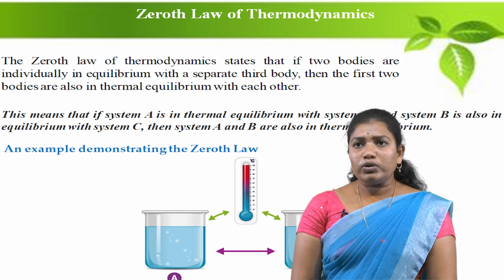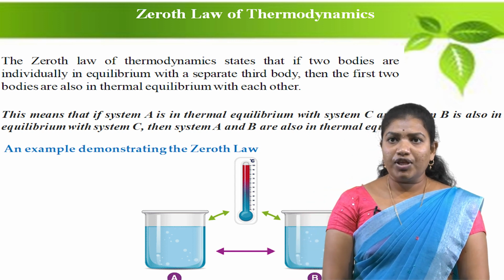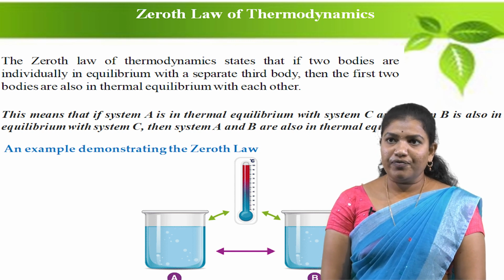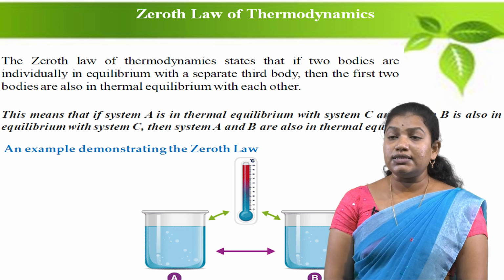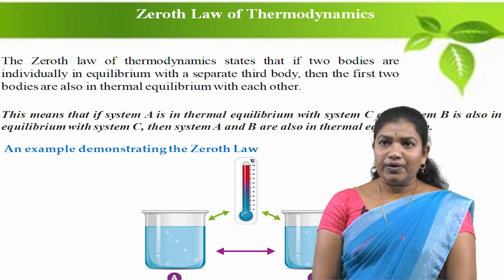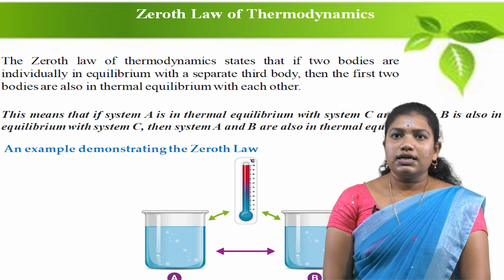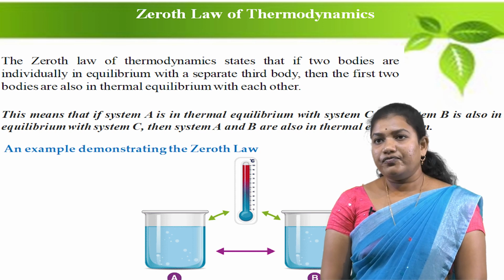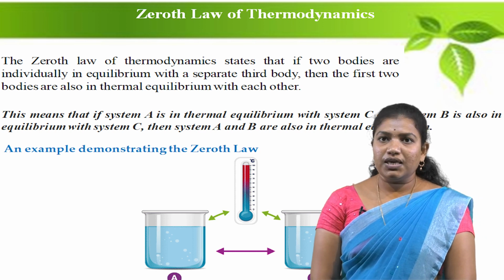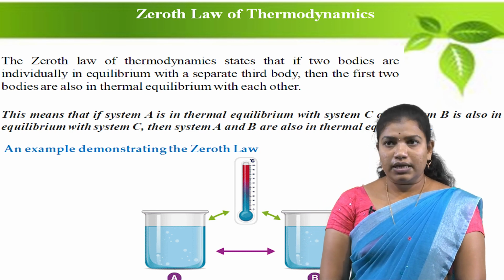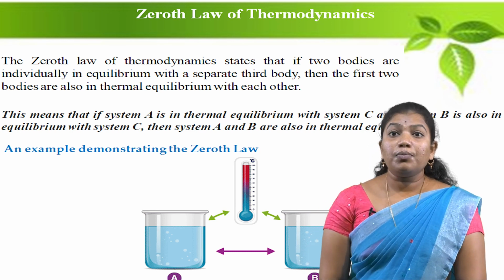First, the zeroth law of thermodynamics. The zeroth law of thermodynamics states that if two bodies are individually in equilibrium with a separate third body, then the first two bodies are also in thermal equilibrium with each other. This means that if system A is in thermal equilibrium with system C and system B is also in equilibrium with system C, then systems A and B are also in thermal equilibrium.